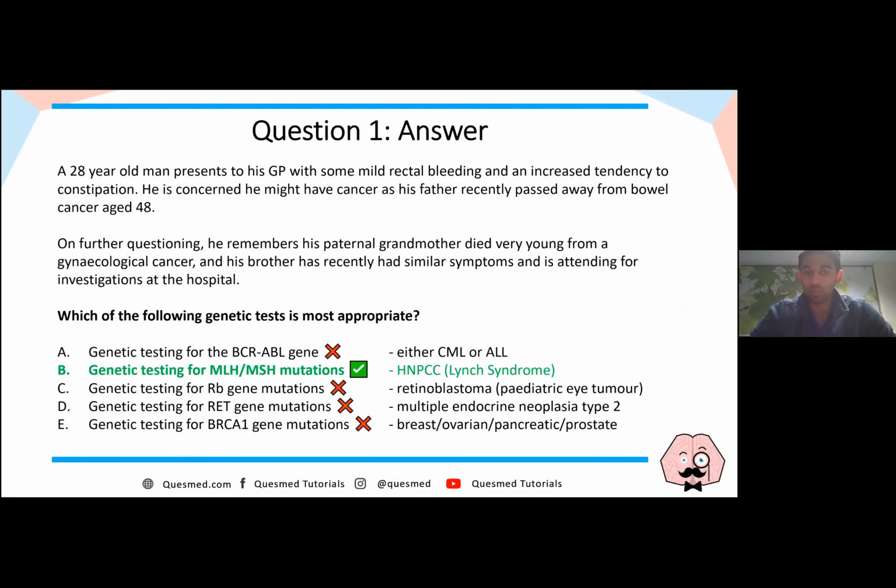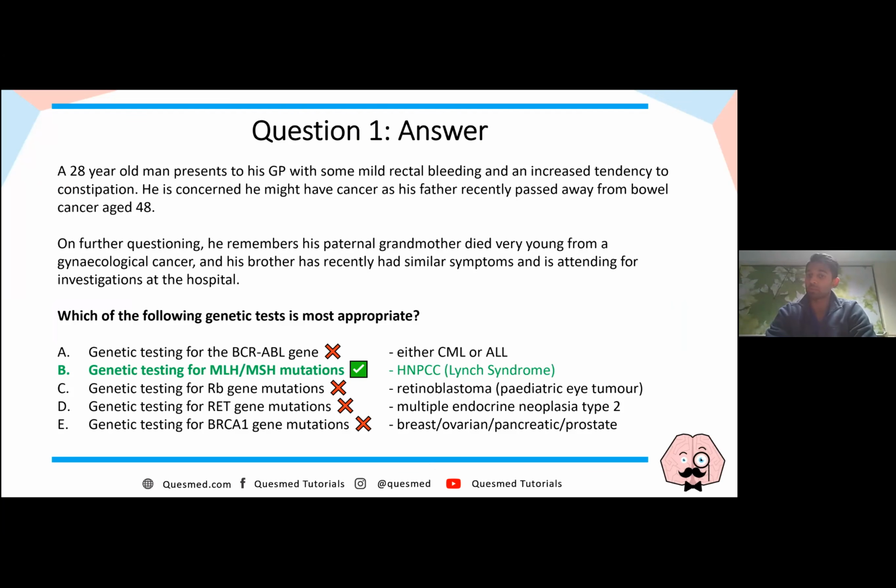Okay, so the most common answer is the correct one, B, and then I think you're evenly split across the others. So let's go through each of the individual mutations. We're going to go through these in a bit more detail as well. So the correct answer B is MLH and MSH.